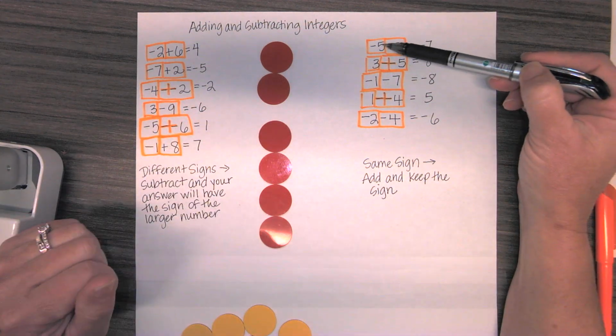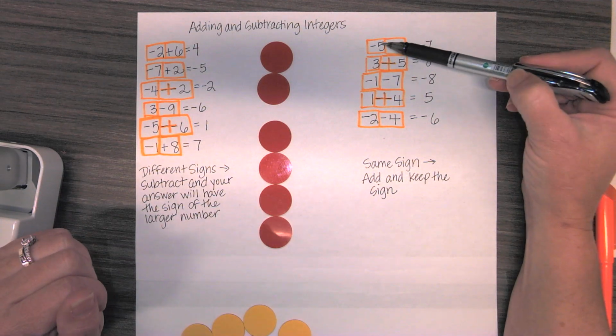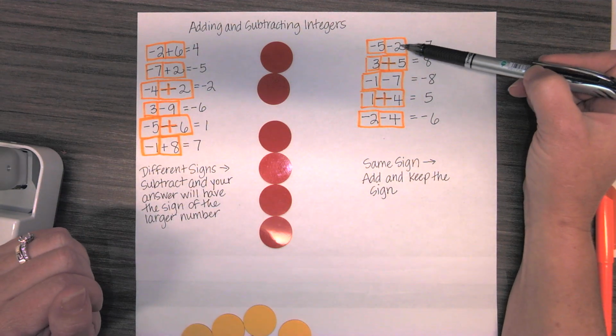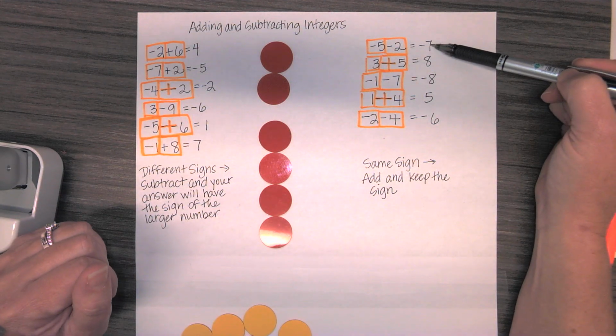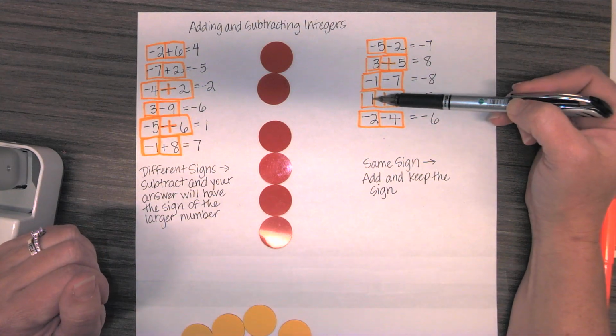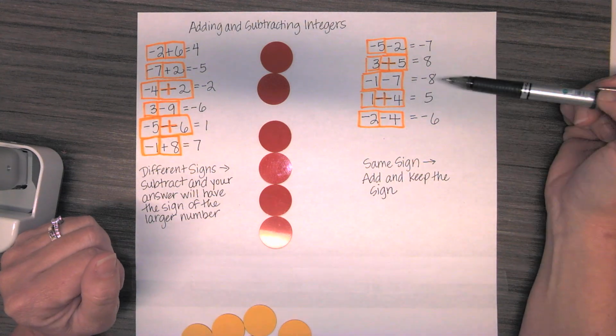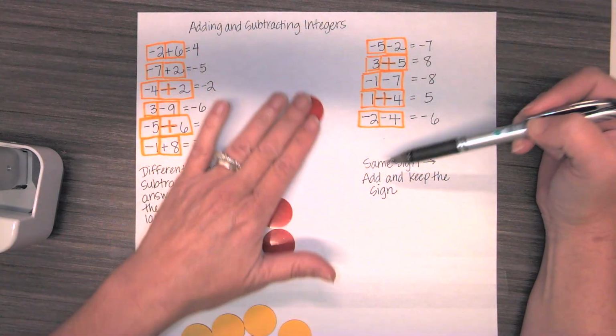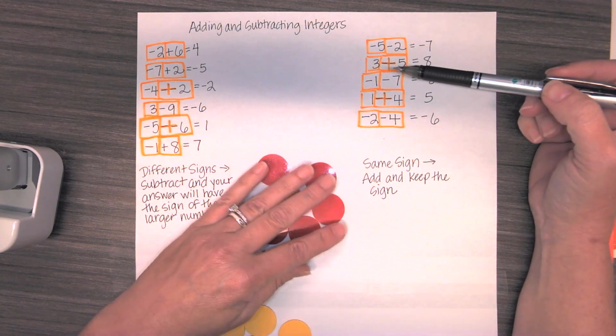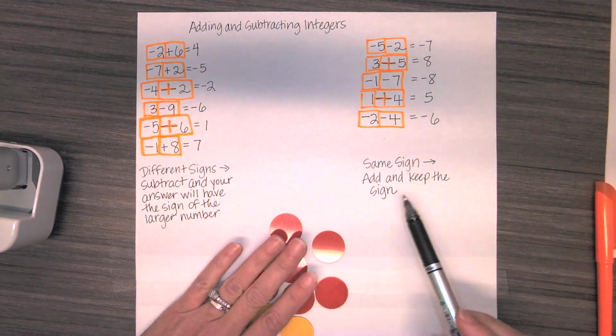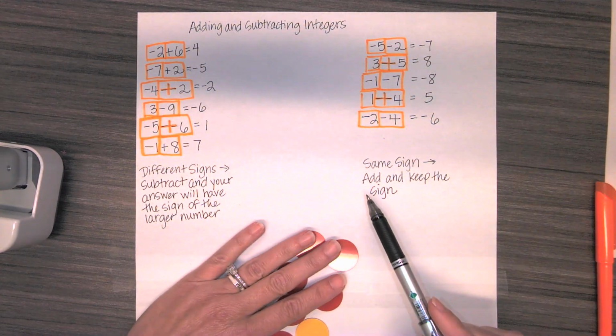So you just want to think about it. Think about the chips. You know, if you have 5 red chips and 2 more red chips, you have 7 red chips. Or if you have 1 yellow chip and 4 more yellow chips, you have 5 yellow chips. So you're adding and keeping the sign. And those are our rules for adding and subtracting integers.